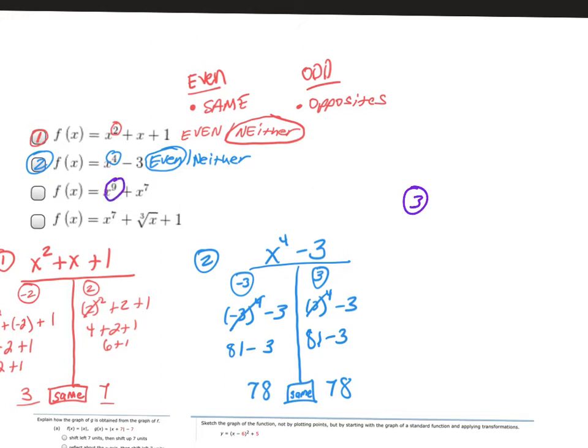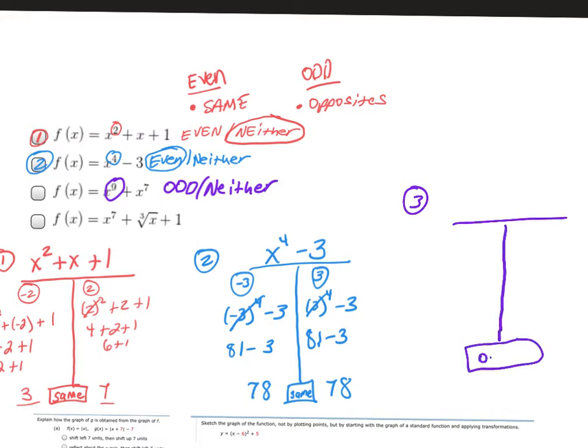All right, so now if I look here for number 3, what's the highest exponent you see? 9. What kind of a number is 9? Odd or even? It's odd, so this can either be odd or neither. If it's an odd function, what do I know the answers are going to be at the end? Opposites of each other. So I'm going to say x to the 9th plus x to the 7th.